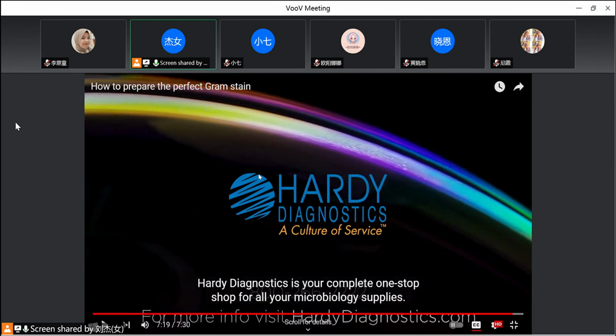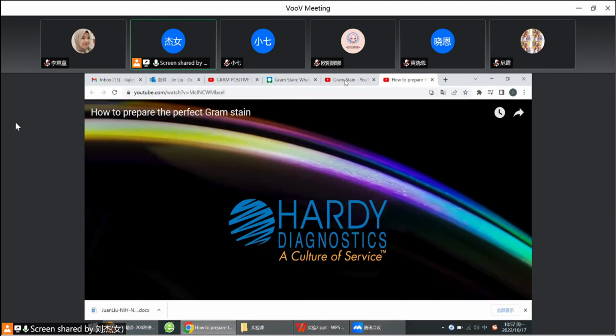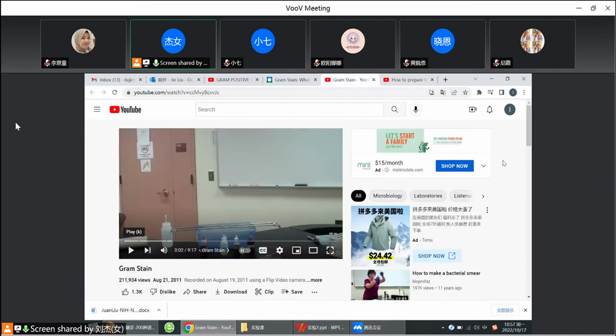Okay, so that is the procedure to do the gram stain. And here I have another link, another video which also shows how to do the gram staining, but actually it's almost the same, just like just now, you see four kinds of reagents. Put them on one by one and wash them slightly, and finally observe the result under the microscope.